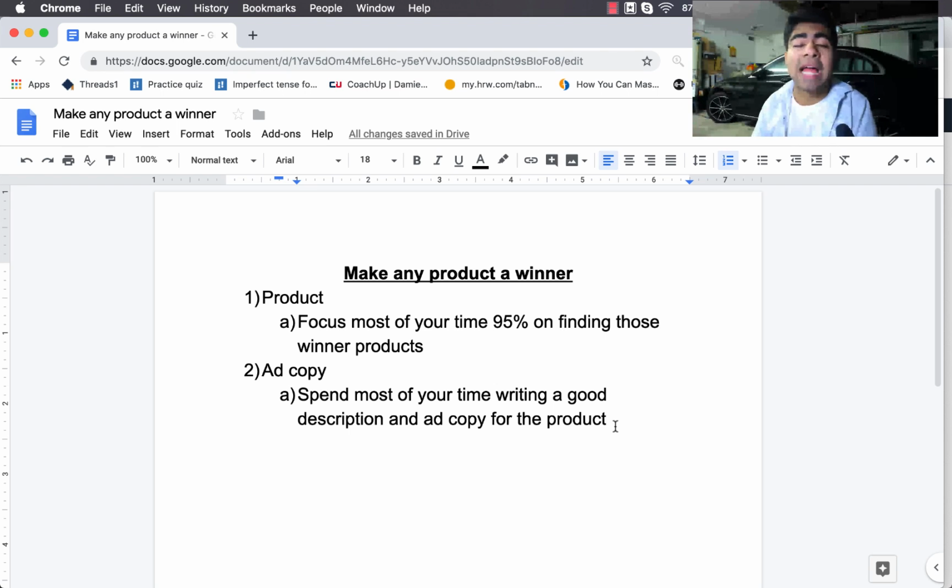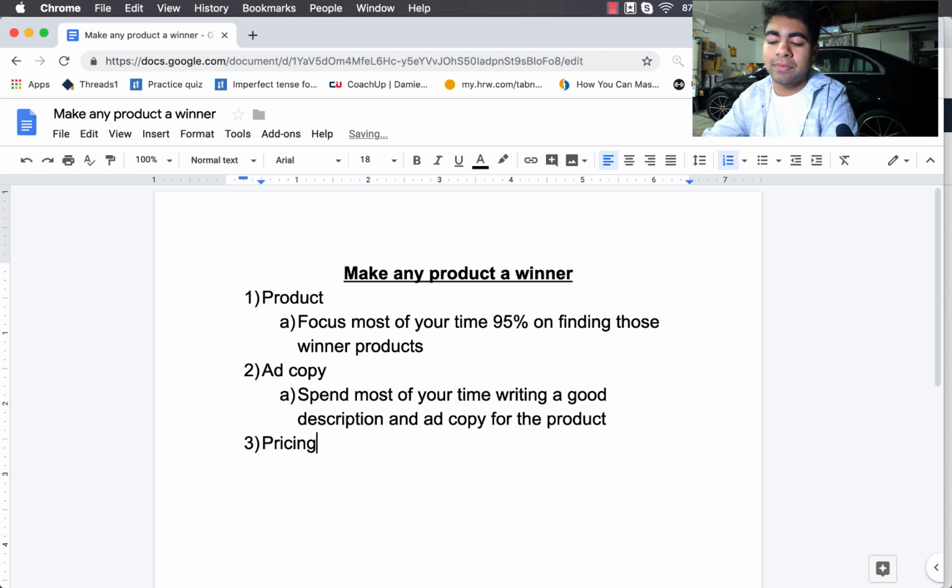Now that we went over the ad copy, let's move on to our third and most important portion of making any product a winner, and that is the pricing. So let's write this down. Pricing. What do I mean by this? When I say pricing, I'm referring to how much you're selling it for.